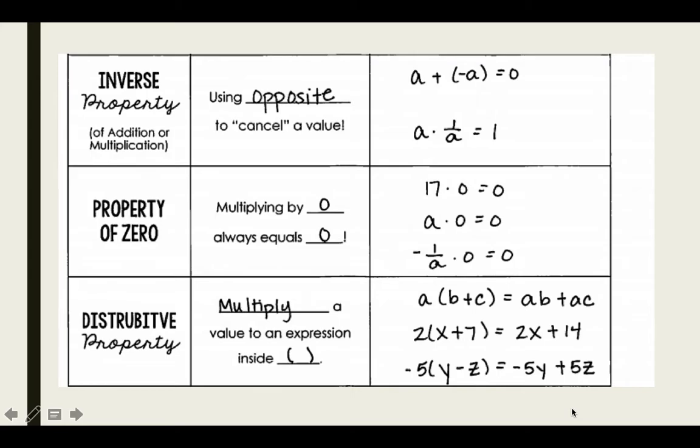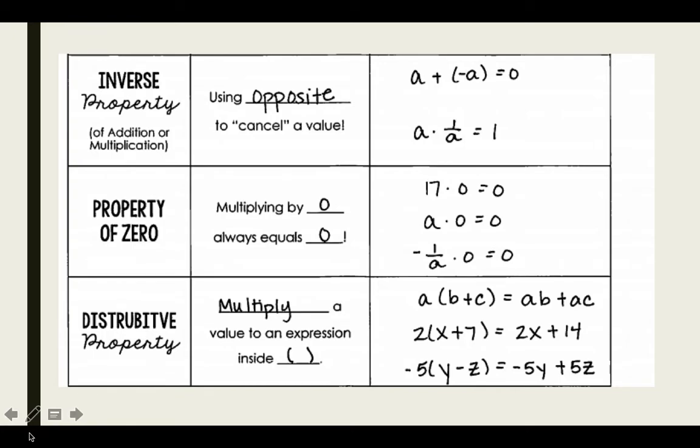Okay, these ones are probably more important for what we're going to do in algebra, or the algebra part of integrated. The inverse property of addition or multiplication, so using the opposite to cancel a value. So the inverse property of addition is basically you're subtracting. So a plus negative a is going to equal 0. Cancels each other out.